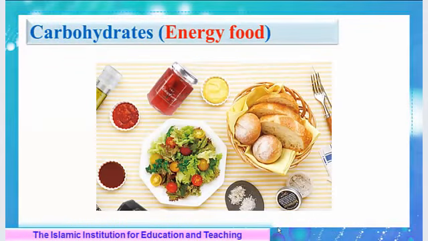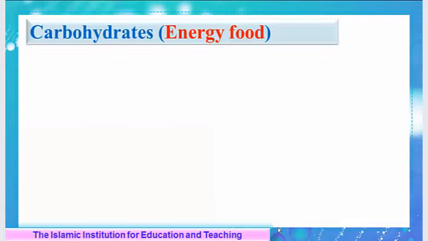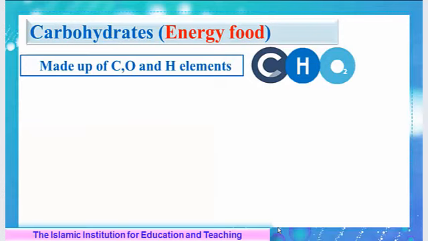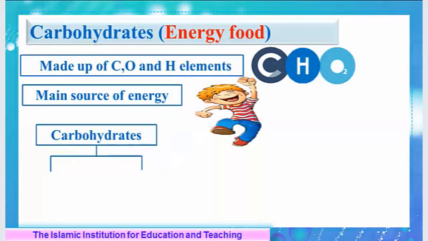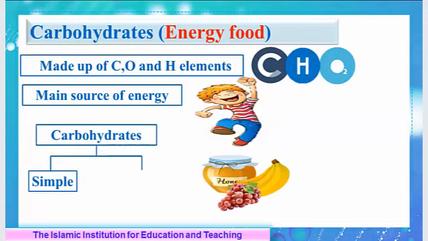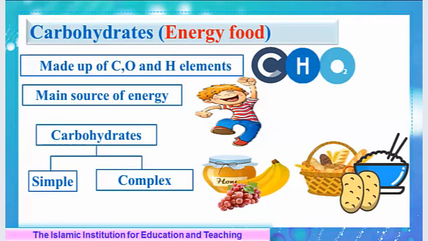Let's start by carbohydrates. Carbohydrates form an essential structural component of living cells. They are formed of carbon, oxygen, and hydrogen elements, and they are the main source of energy for the body. Carbohydrates include 2 groups, which are simple carbohydrates that are present mainly in fruits, and complex carbohydrates that are present in rice, wheat, and potato.